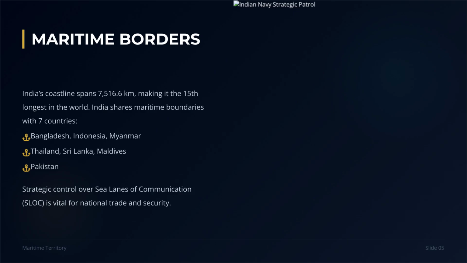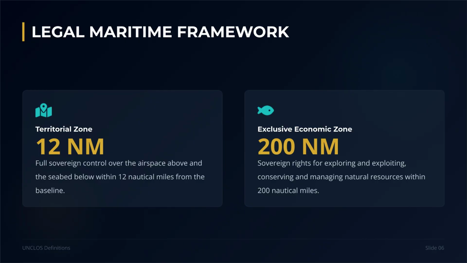Strategic control over sea lanes of communication, or SLOC, is vital for national trade and security. The legal maritime framework is governed by UNCLOS definitions. The territorial zone extends 12 nautical miles, granting full sovereign control. The Exclusive Economic Zone, or EEZ, extends 200 nautical miles, giving sovereign rights for exploring, exploiting, and managing resources.